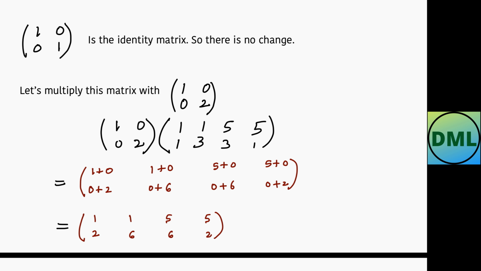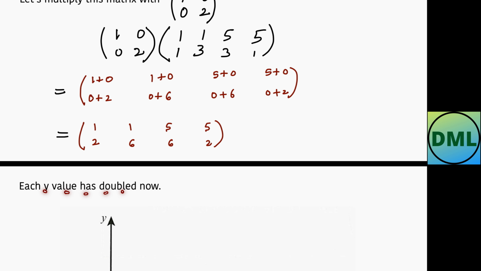What change can we see between this transformed matrix and the given matrix? The x coordinates 1, 1, 5, 5 are the same. But the y coordinates 1, 3, 3, 1 have just become double here. Each y value has doubled now.